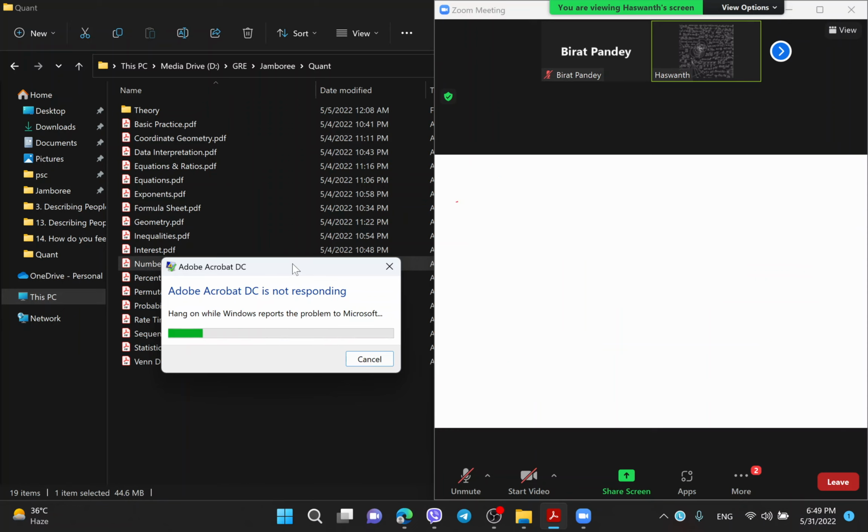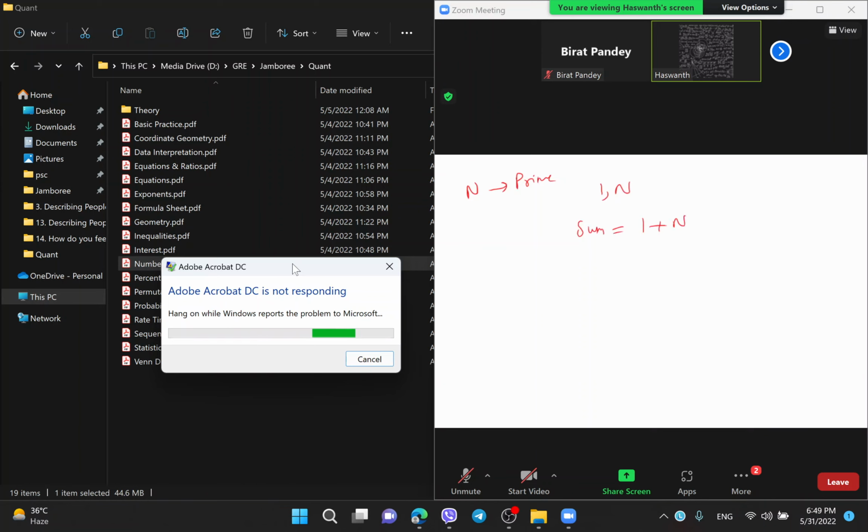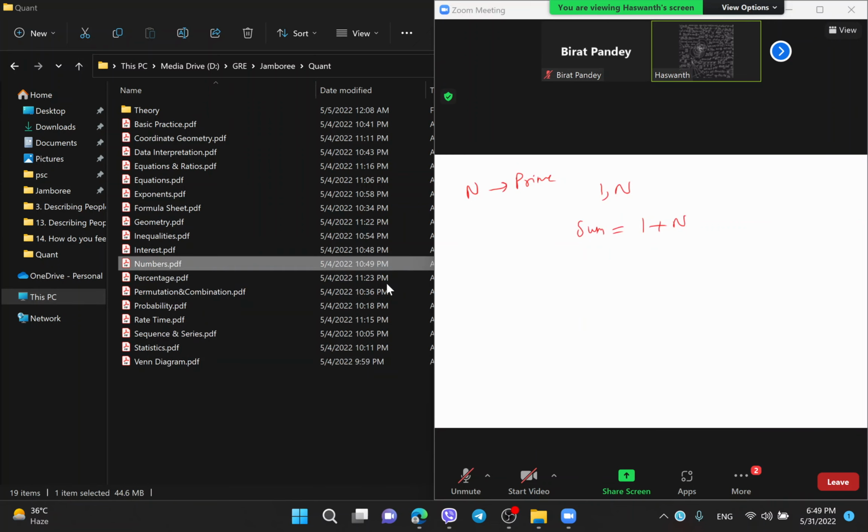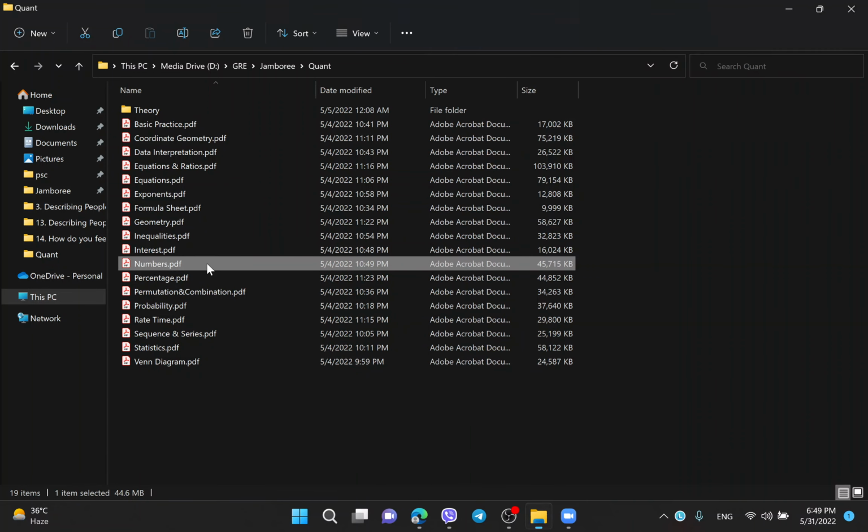Next one, sum of positive factors of a prime number is. For example, let's say there is a number n which is prime. If I say n is prime, it has only two positive factors, 1 and the number itself, 1 comma n. What is their sum? 1 plus n. So sum of positive factors of a prime number is 1 more than the prime number, 1 plus n. Because it has only two positive factors, 1 comma n, their sum is 1 plus n, 1 more than this n, where n is a prime number.